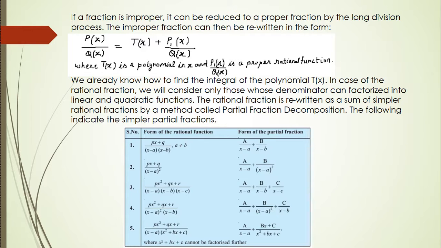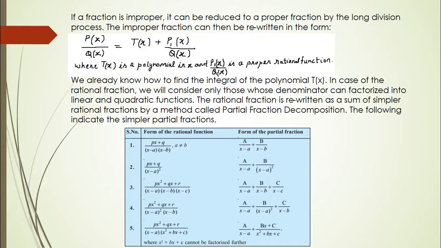Now, if the rational function is in the form px plus q divided by x minus a into x minus b, where a is not equal to b, this can be written in the form A by x minus a plus B by x minus b. Now if you have a rational function in the form px plus q divided by x minus a whole square, this can be rewritten in the form A by x minus a plus B by x minus a whole square.